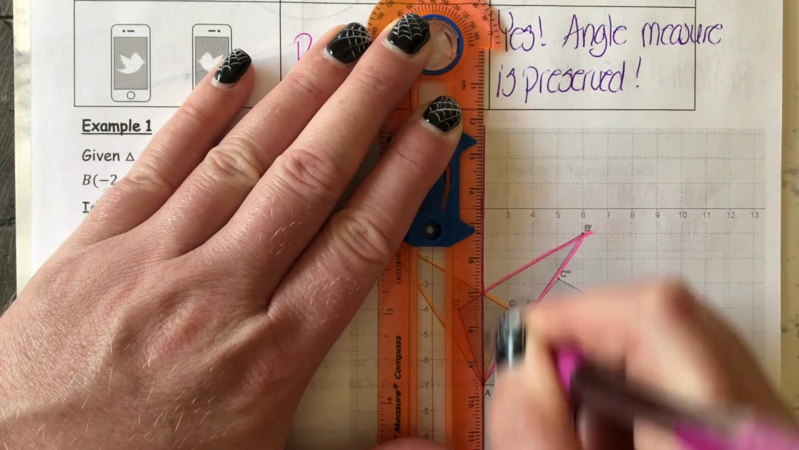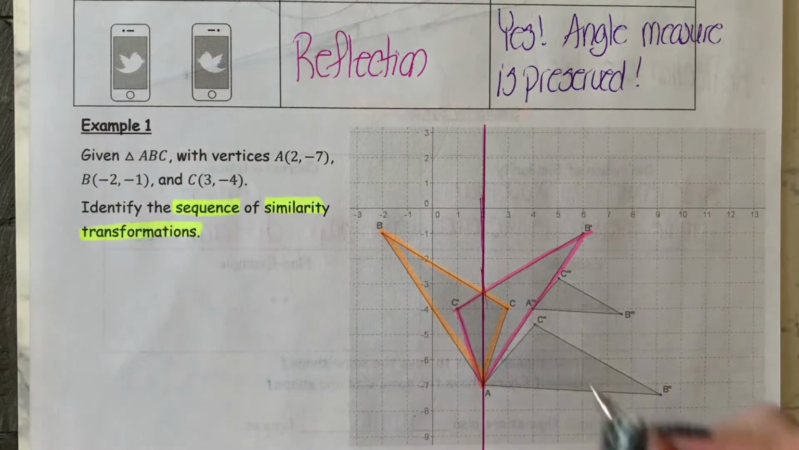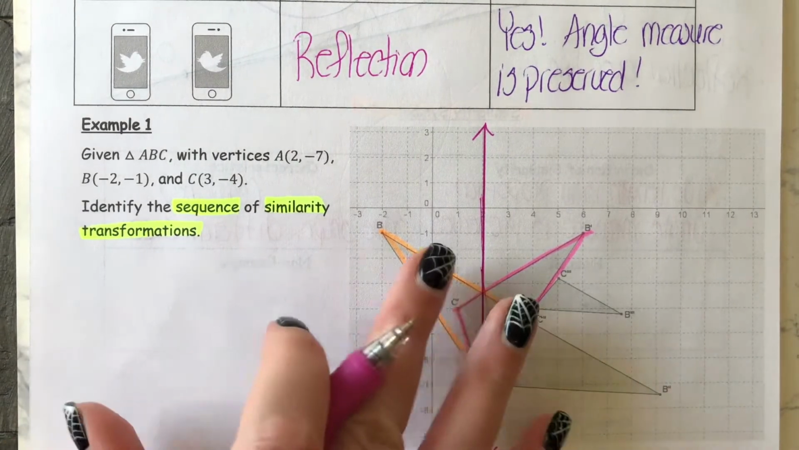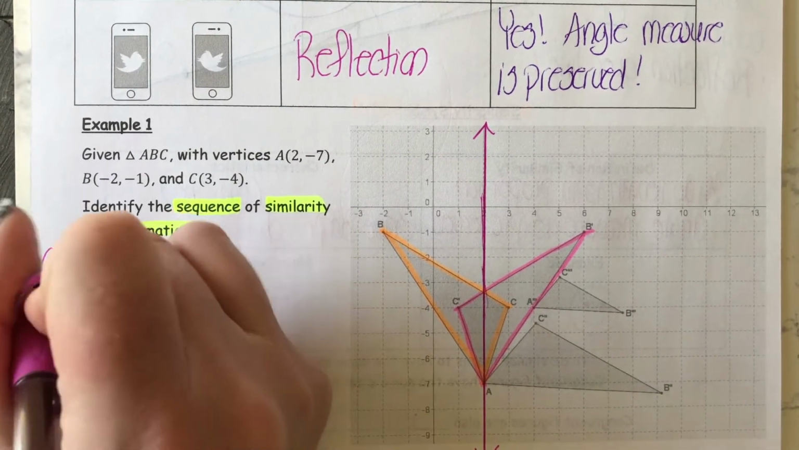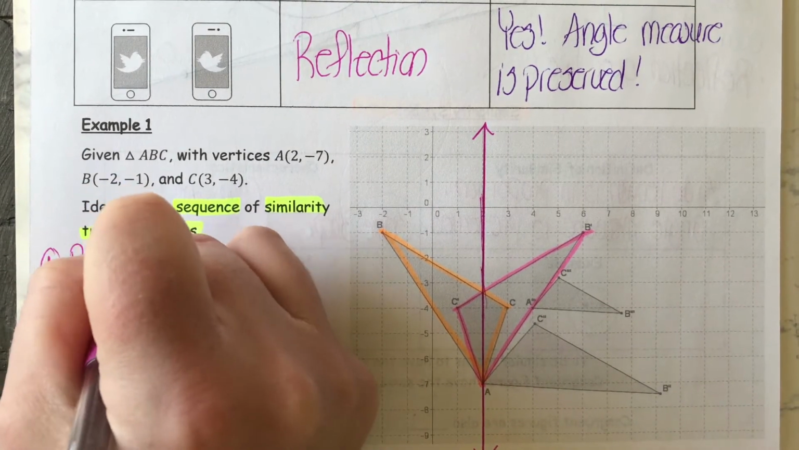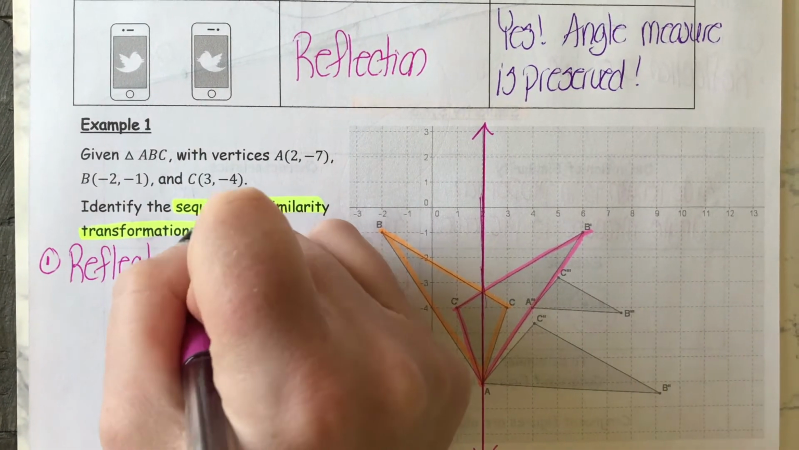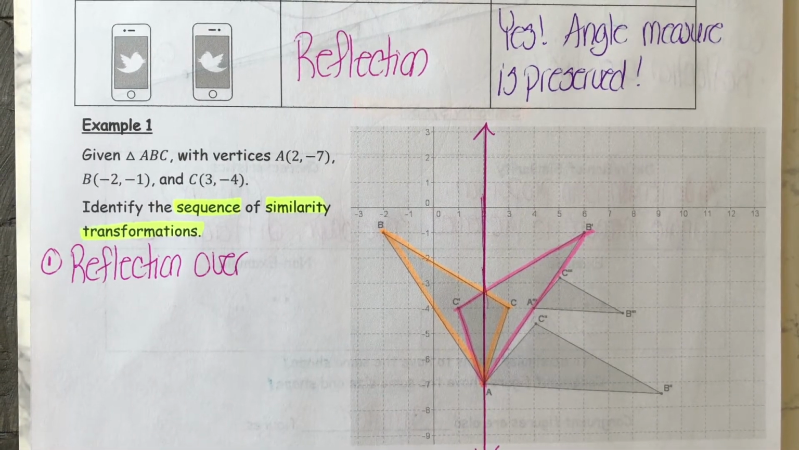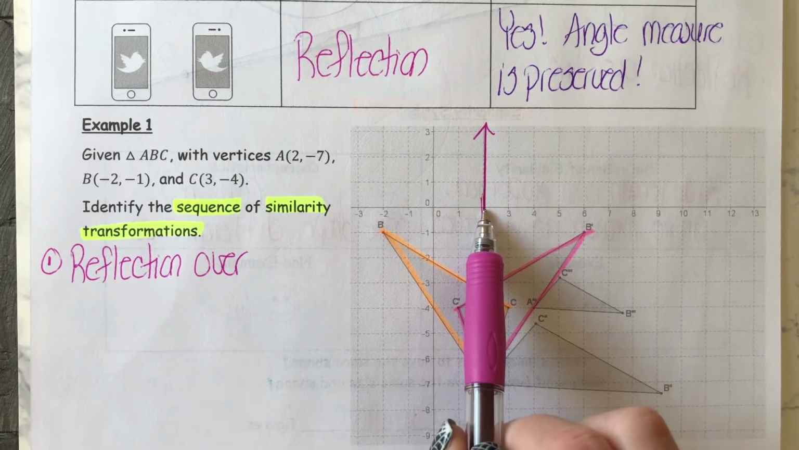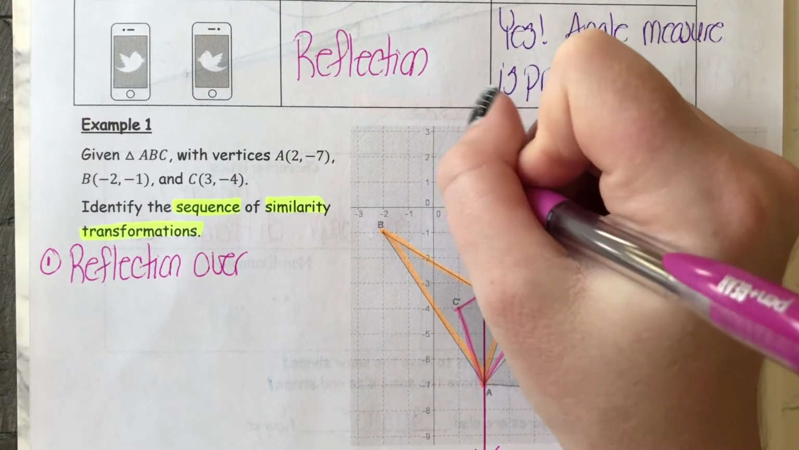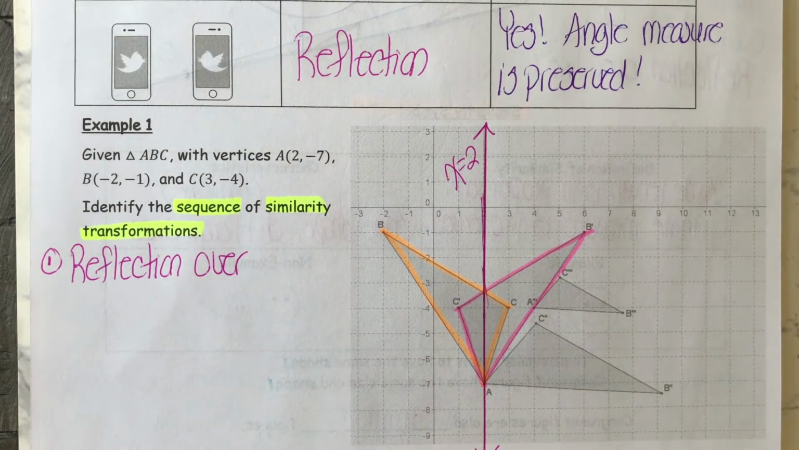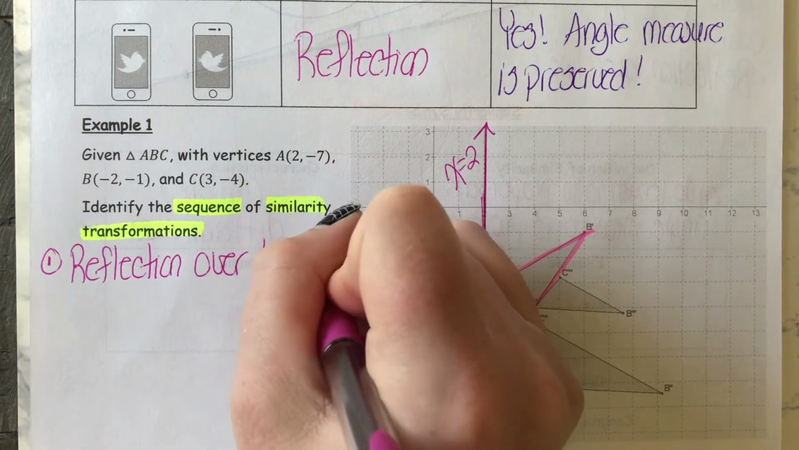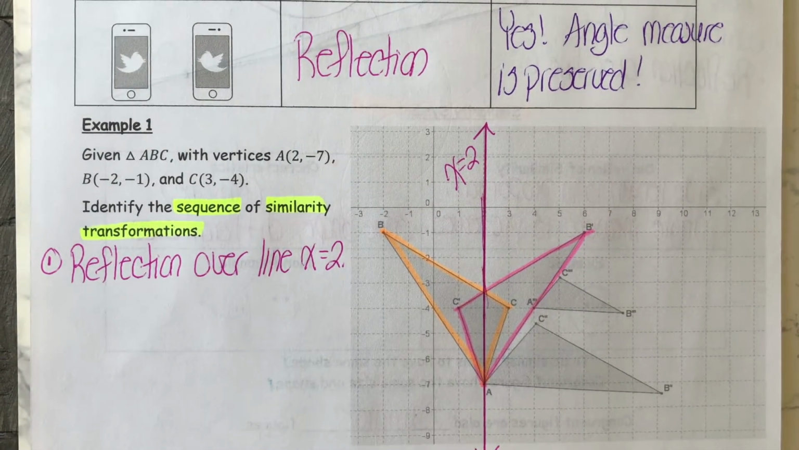So I'm going to draw this line in, and this would be my first similarity transformation. It would be a reflection. So on the side, I'm just going to number that. Here's my first transformation. It's a reflection. But just like we talked about on the first page, I'm reflecting over lines. Well, what's the equation of that line? Well, I'm hitting the number 2. 2 is on the x-axis, so this would be the equation x equals 2. That's the line. So I'm reflecting over the line x equals 2. All right, cool, moving on.